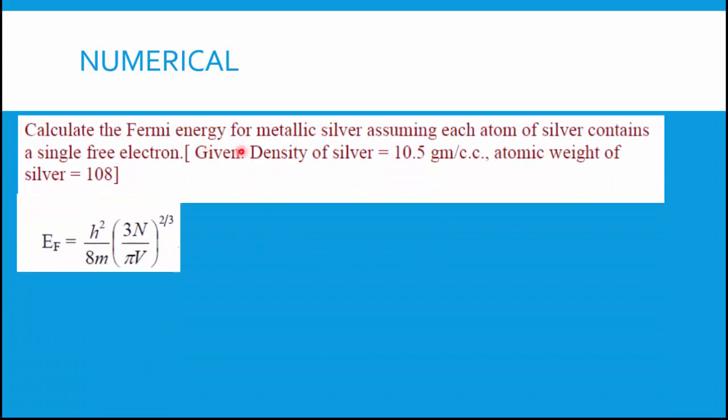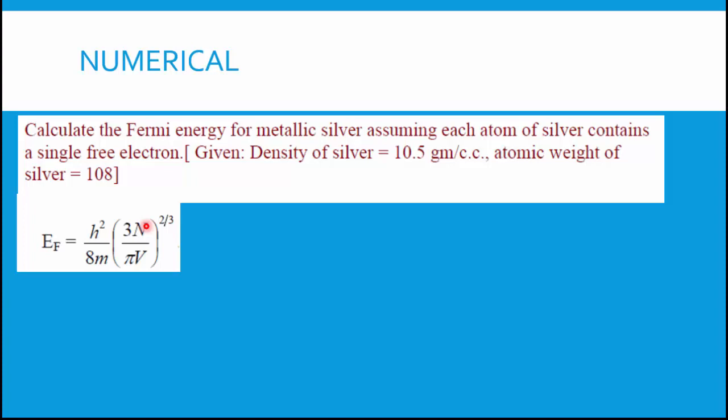Calculate the Fermi energy for metallic silver, assuming each atom of silver contains a single free electron. So for every atom I have one electron. The density of silver is given and the atomic weight is given. I have to calculate the Fermi energy. We have derived this relation, EF is equal to h square by 8m into 3n by pi V to the power of 2/3, a few slides back, the relation between the total number of electrons and Fermi energy, where h is Planck's constant, m is the mass of the electron, n is the total number of electrons, and V is the volume.